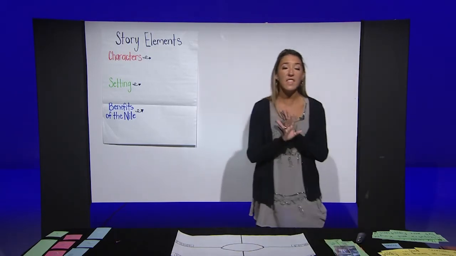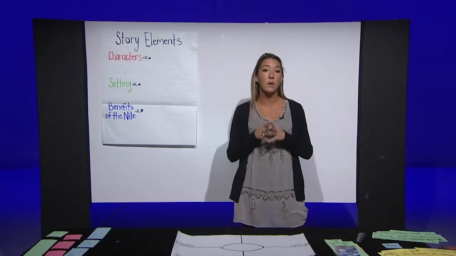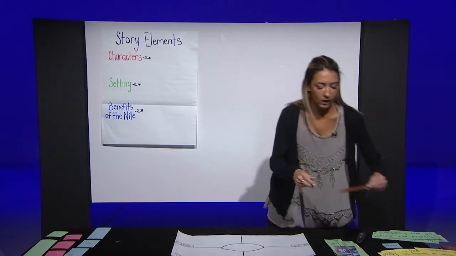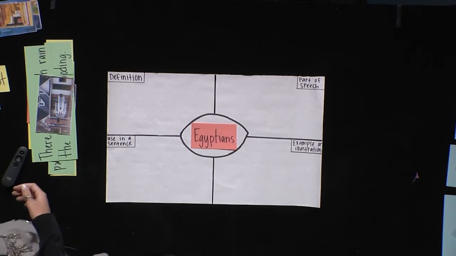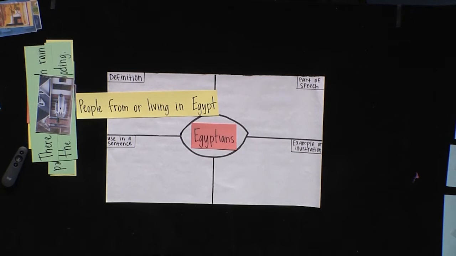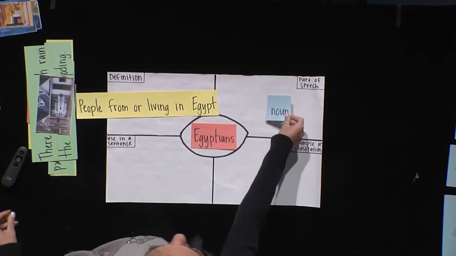Our next one, and this one is so important for the story that we're going to read. It's probably one of the most important words that we learn today. So our word is Egyptians. Everybody say Egyptians. Good job. So an Egyptian is a person, or they're people who are from or living in Egypt. And we talked about where Egypt is on the map. It's part of that right corner of the continent of Africa. And that's a noun, that's our part of speech.